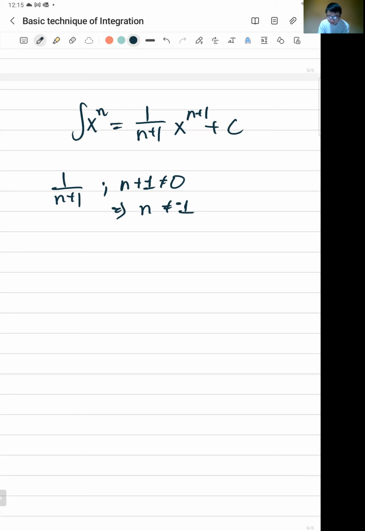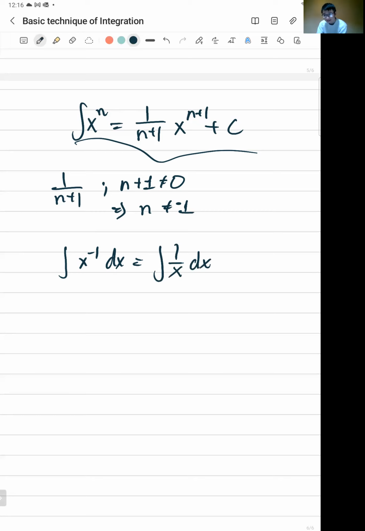But what if I ask you to integrate x to the power of -1 dx? Well, it doesn't work with this formula. That is the reason why when you use a calculator or an integral table, they will introduce this one differently. If I rewrite it so we can see it clearly, 1 over x integrates to the logarithm of the absolute value of x plus c.